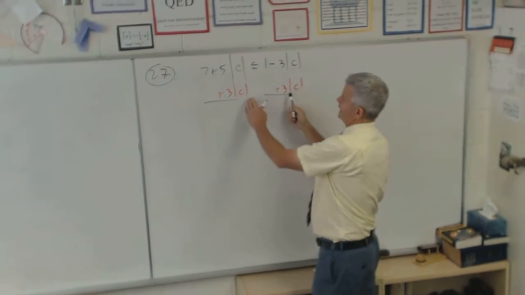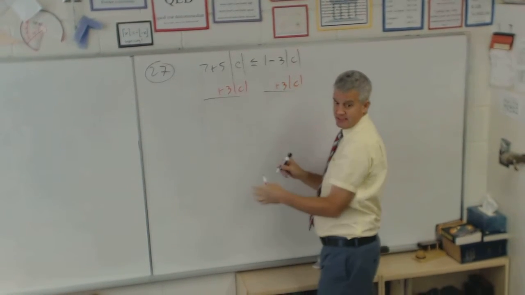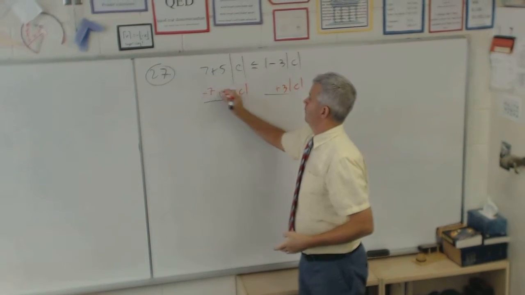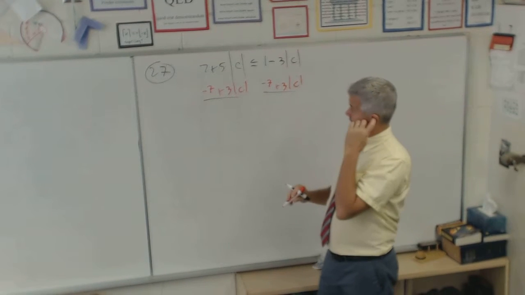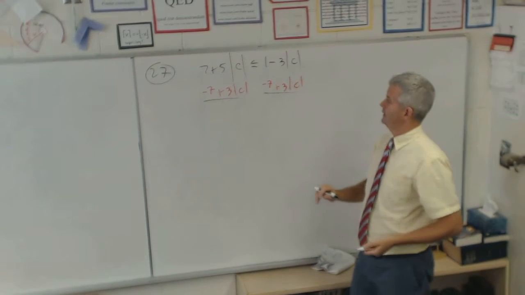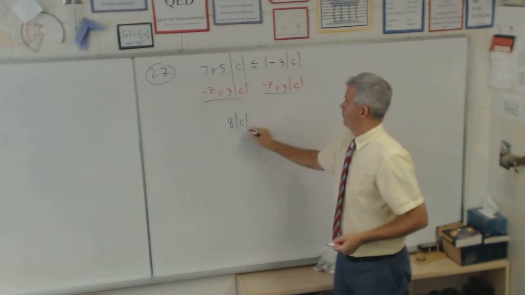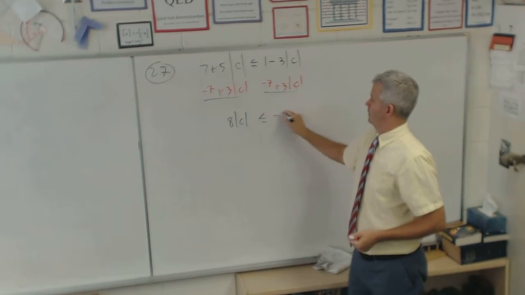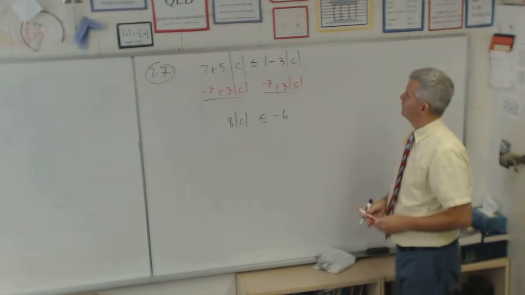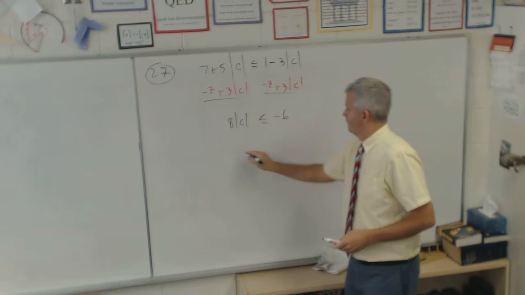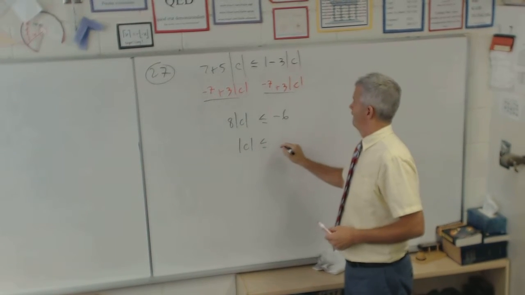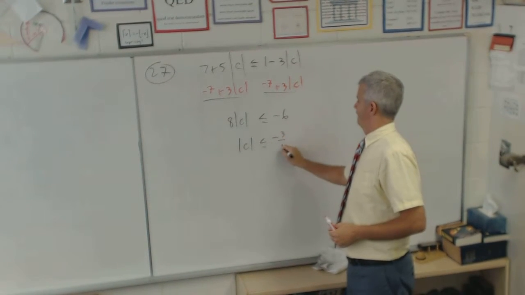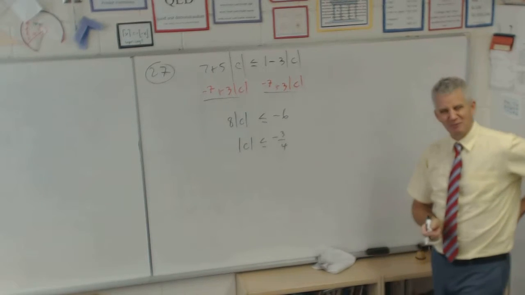And since we're going ahead and getting that over here, let's get rid of this at the same time. Subtract 7 from both sides. So we're at a -7. And now what do we get when we do all that? 8 times the absolute value of C is less than or equal to -6. And then you divide by 8 on both sides. So it's -6/8. Okay, is that copied down correctly?